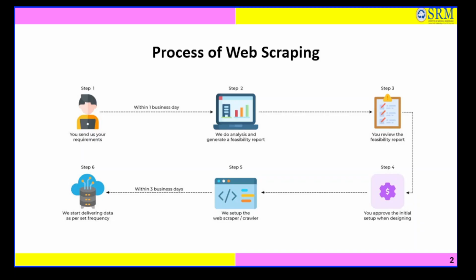Once the approval and initial setup are over, the service starts designing the web scraper or crawler. This involves creating a program that can access the target website and extract the desired data. Within 3 to 5 business days, the service sets up the web scraper or crawler and configures the program to target the specific websites and extract the data efficiently. After the setup is complete, the service starts delivering the extracted data.